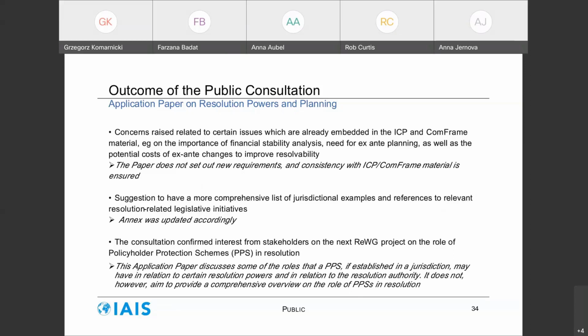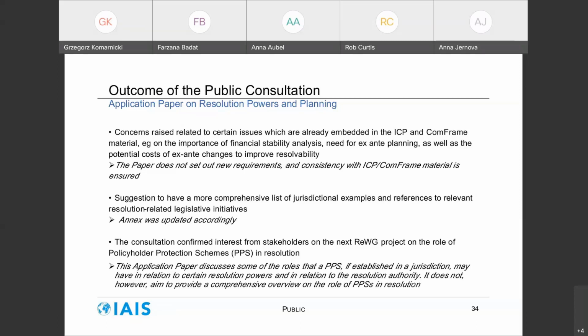A few more things. We talked about certain issues that were already embedded in the ICP and ComFrame material, such as the importance of financial stability analysis, ex-ante planning, and the potential cost of ex-ante changes to improve resolvability. I would note that the paper, as is the case with all application papers, does not set forth new requirements, and we have done a consistency check with the ICP and ComFrame material to make sure that didn't happen.